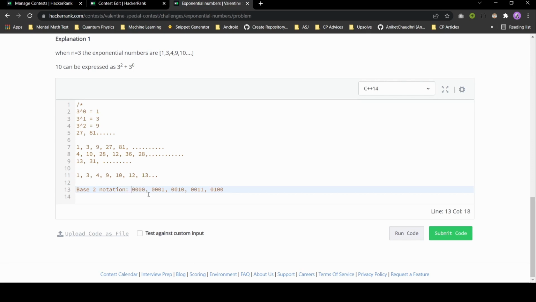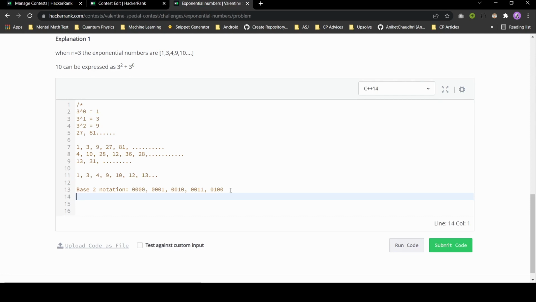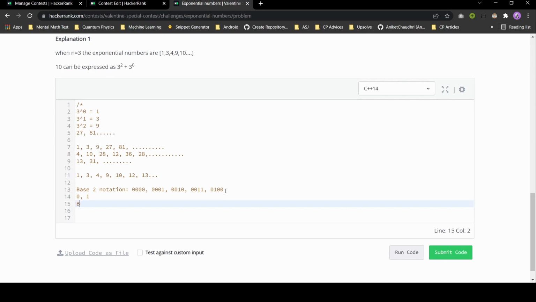This is very common, you may have seen it already. Now, what is the base notation, base 3 notation or any base n notation? When you have base 2, the only numbers you can have in this number are 0 or 1. Same way in base 3 notation, you can have only 0, 1 and 2.